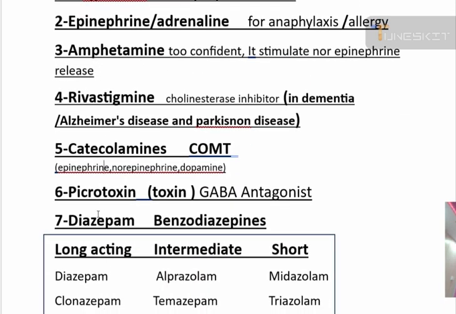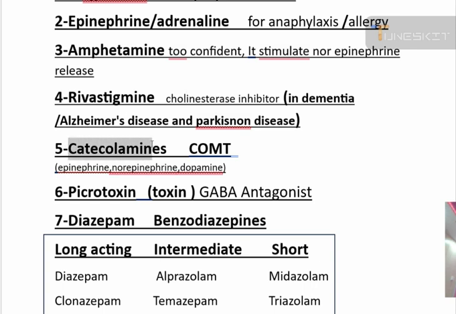The fourth drug is rivastigmine. Alzheimer's disease drug, rivastigmine. It is a cholinesterase inhibitor. Cholinesterase is an enzyme. So it is used in dementia caused by Alzheimer's disease and Parkinson's disease.